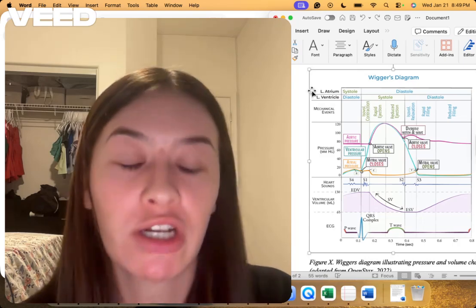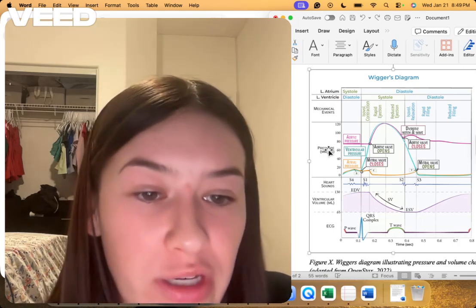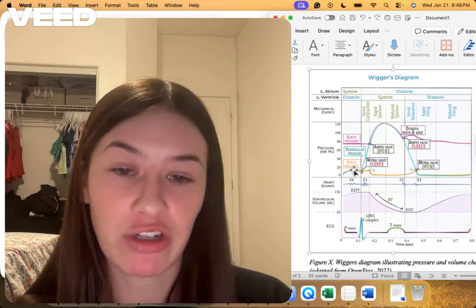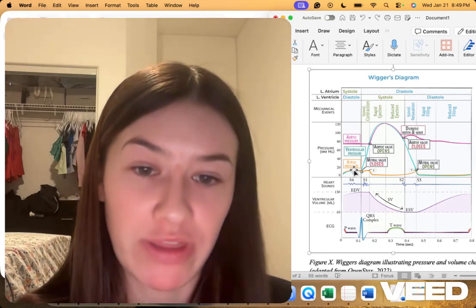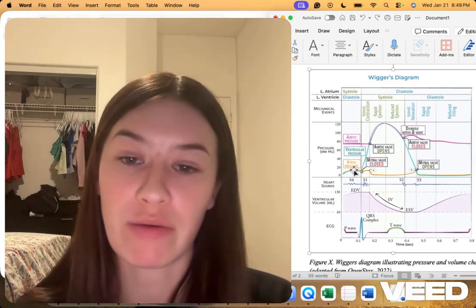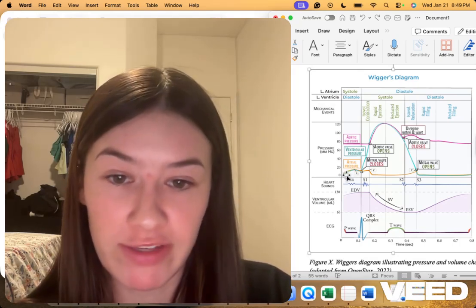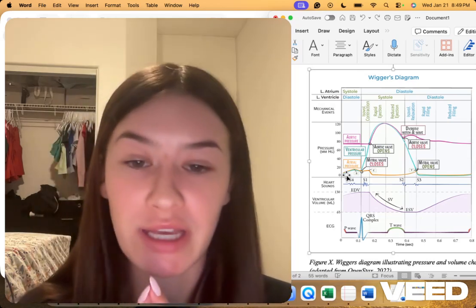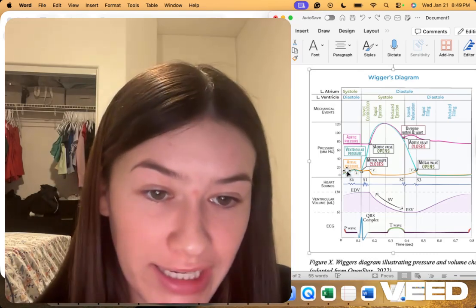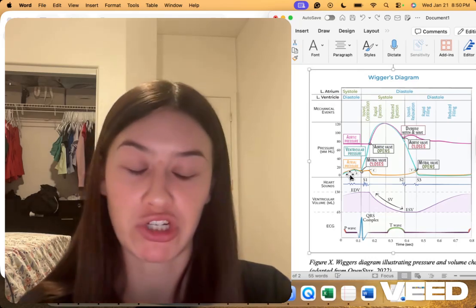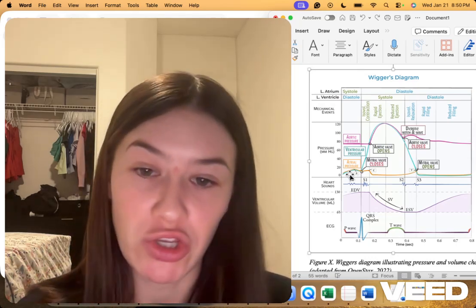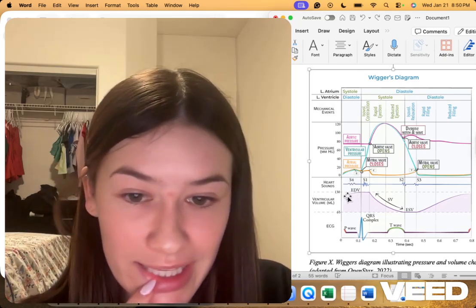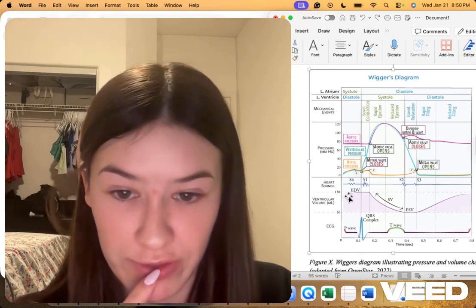We are going to start with ventricular filling, right here. We start in ventricular diastole, when the ventricle is relaxed and filling, and the mitral valve is open. So the blood flows from the left atrium to the left ventricle. Because atrial pressure, this orange line, is slightly higher than ventricular pressure, the blood moves passively. You can see that ventricular volume is increasing. If we look at this line, it's slightly increasing as the ventricle fills.